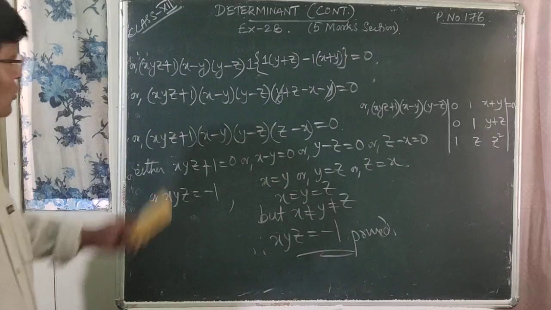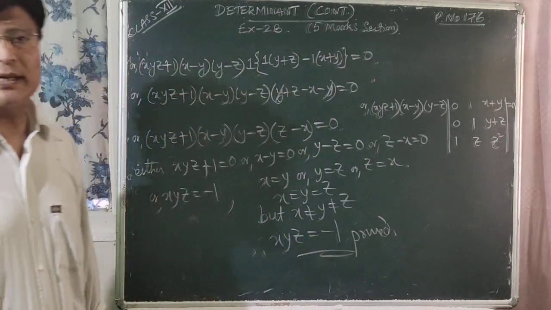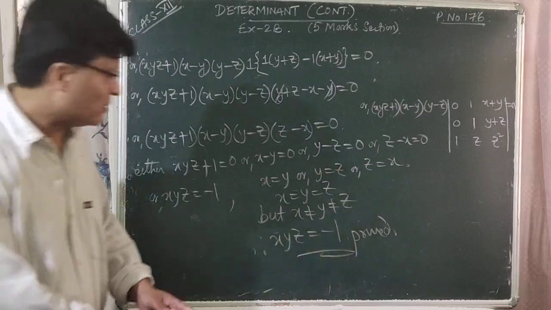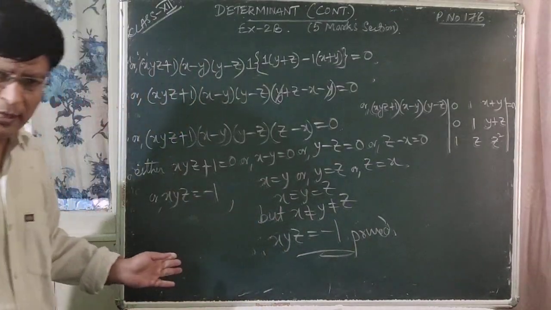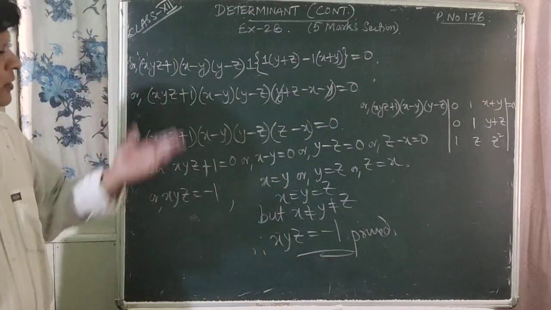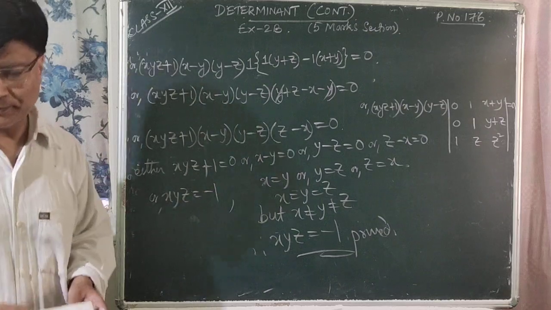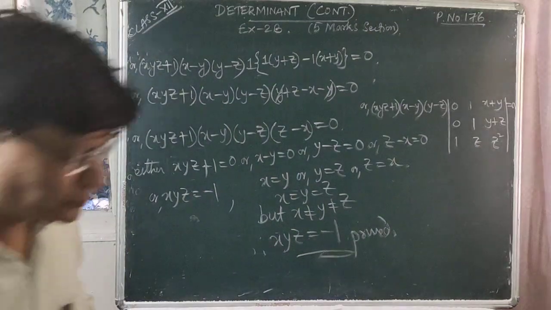So in HS 2020, the question is you have to prove xyz plus 1 is equal to 0. So same answer. You can take minus 1 to the left hand side, so that it will be xyz plus 1 is equal to 0. Okay. So you have understood this question. Okay, you can copy it. We'll do the next question now.